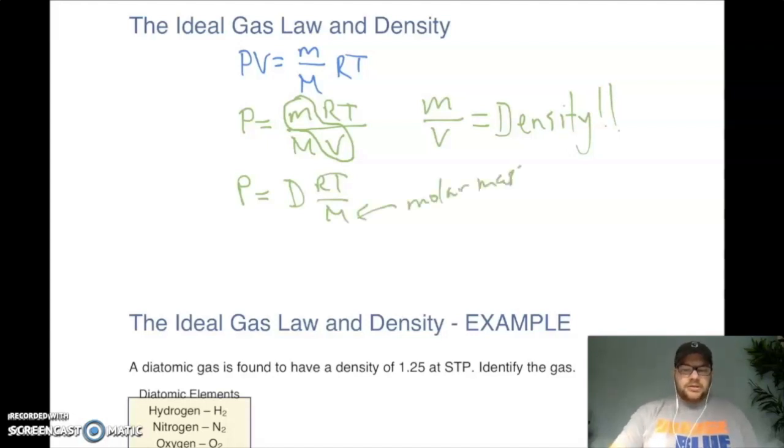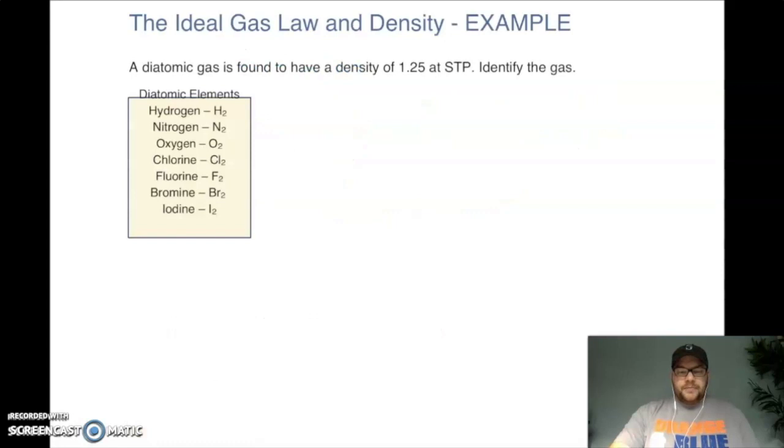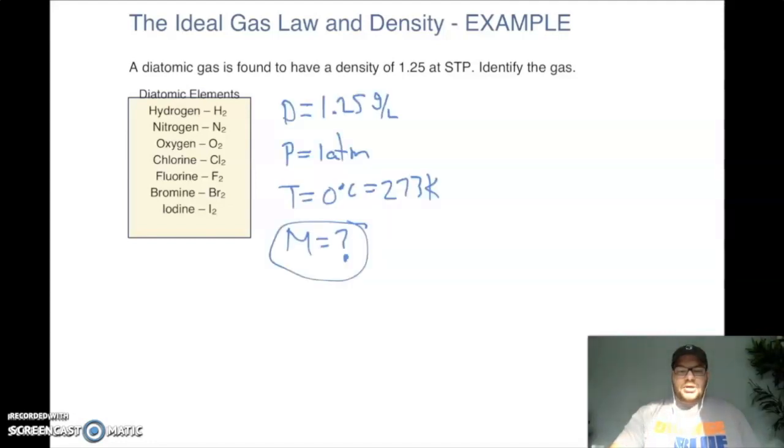So we can have P is equal to density times RT over M, or capital M, which is the molar mass. I should have probably pointed that out in part 1: lowercase m is mass, so the actual mass of the gas, and capital M represents the molar mass of that gas. So here we have another modified version of the ideal gas law that we could use to work with density. Now I have another example problem here. Go ahead and pause the video, see if you can use that information to solve the problem. Here's your given information.